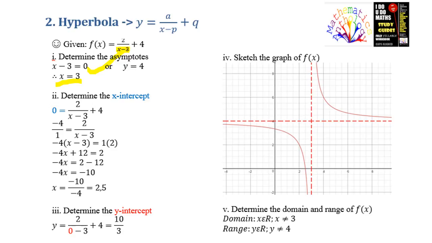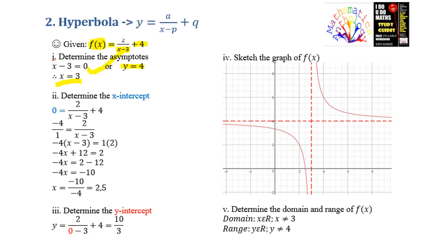The second asymptote is a y asymptote. I know that f of x is the same as y. So all I do is I take my f of x, which is y, and that's equal to the last number here, which is 4 in this case. So y is equal to 4 is my second asymptote.